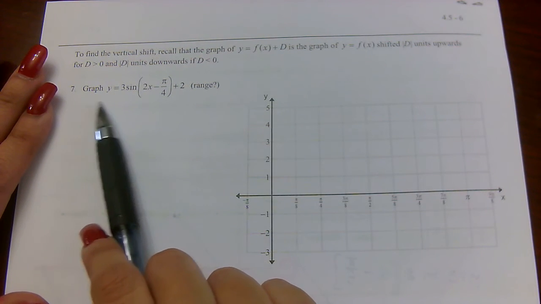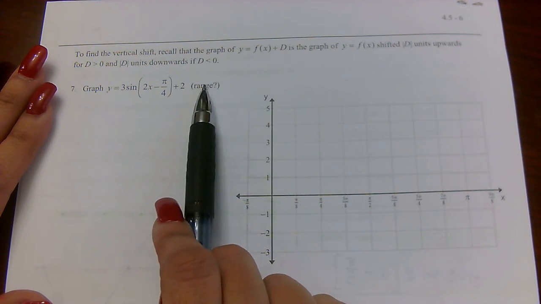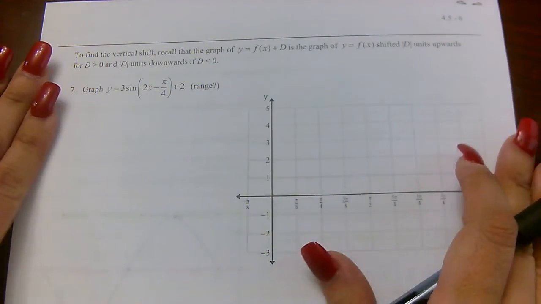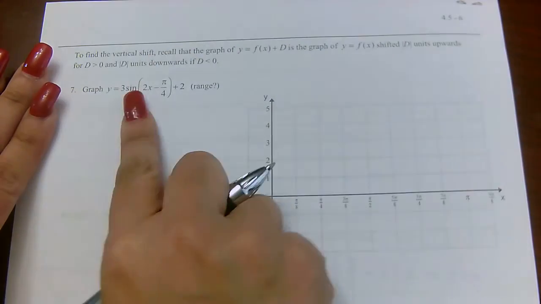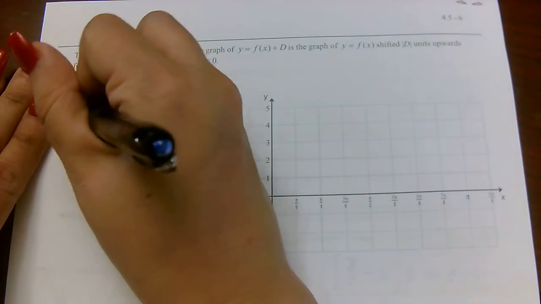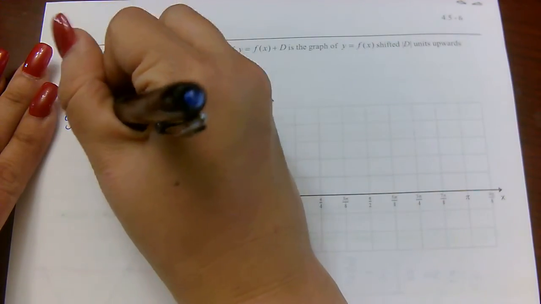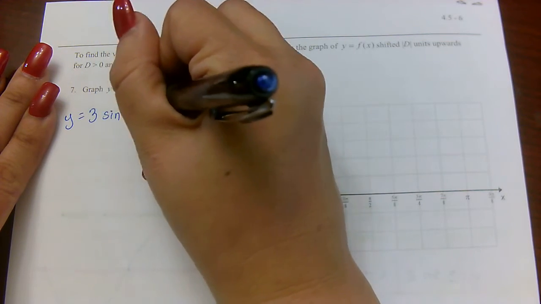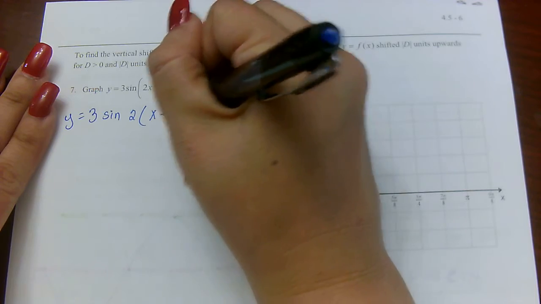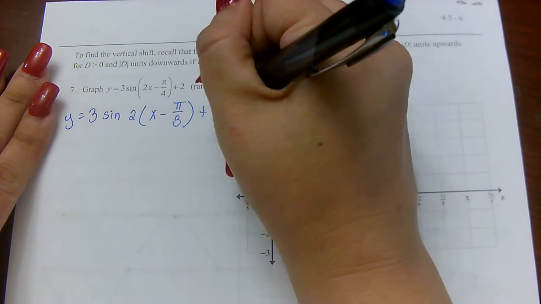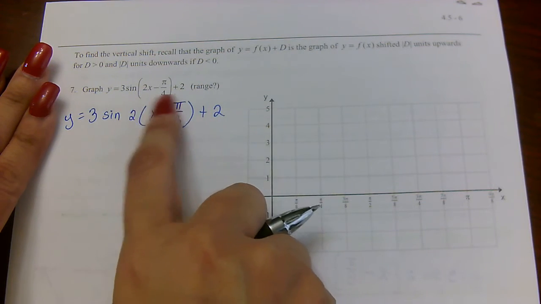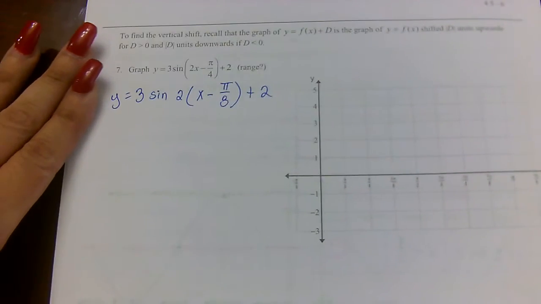Now we're looking at everything. Don't worry about the range. You'll be able to see that when we graph. So the first thing I want to do is rewrite this equation because we have to factor out this 2. So y is equal to 3 sine, take the 2 out, x minus pi over 8, plus 2. If I distribute this 2 back in, I'm going to get the exact same equation that I have there.